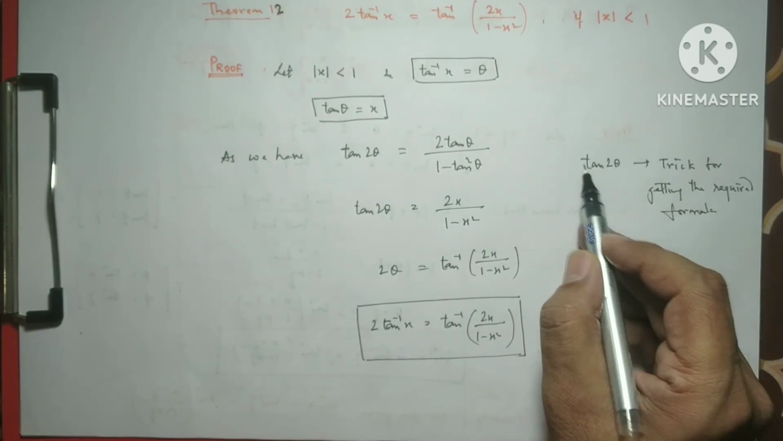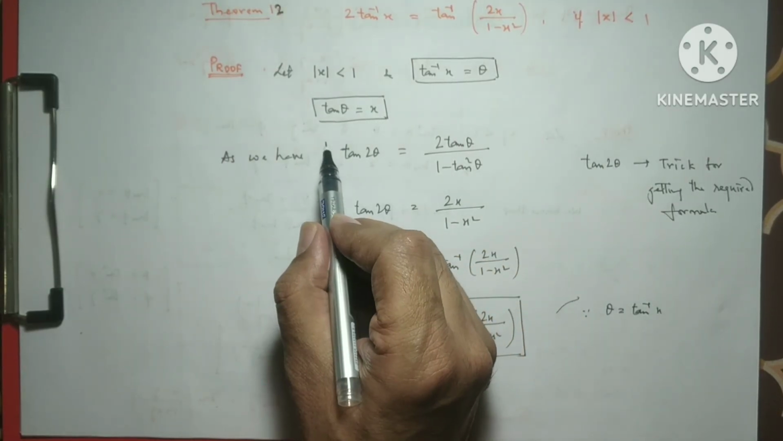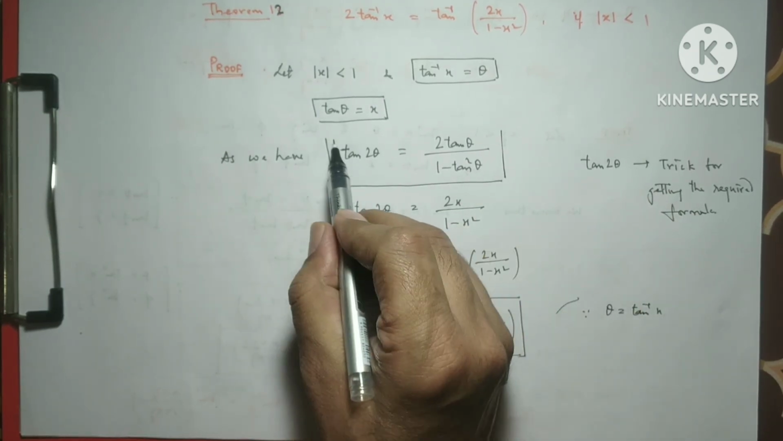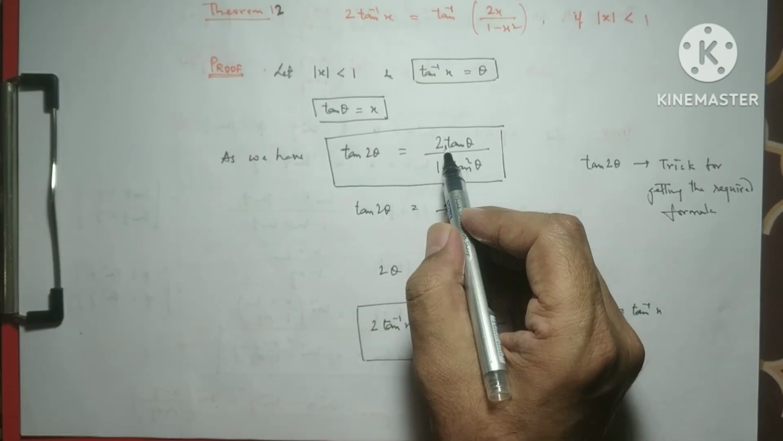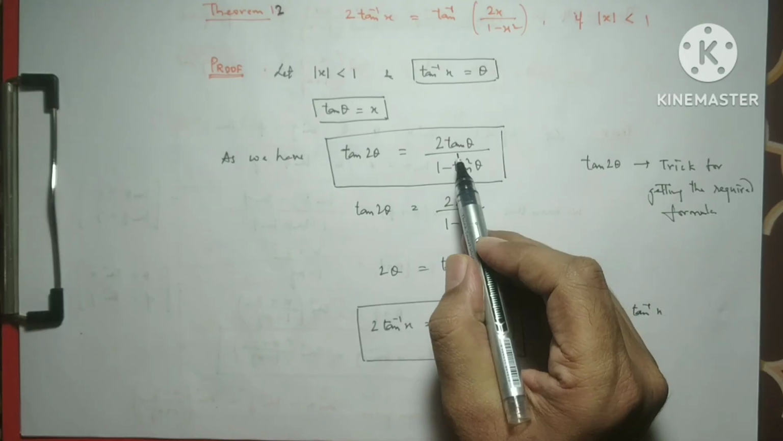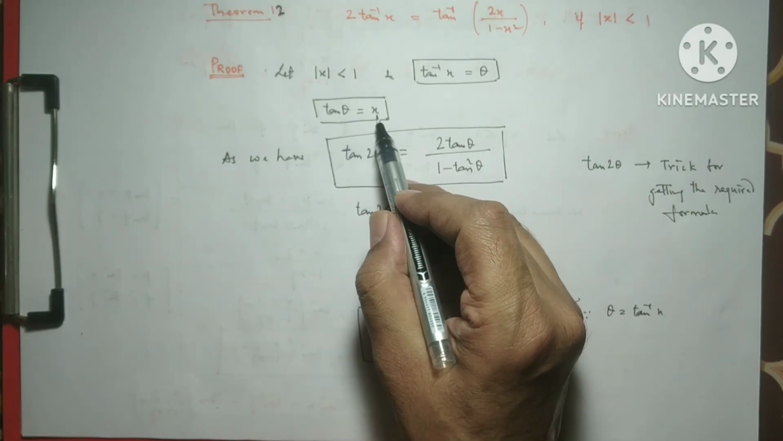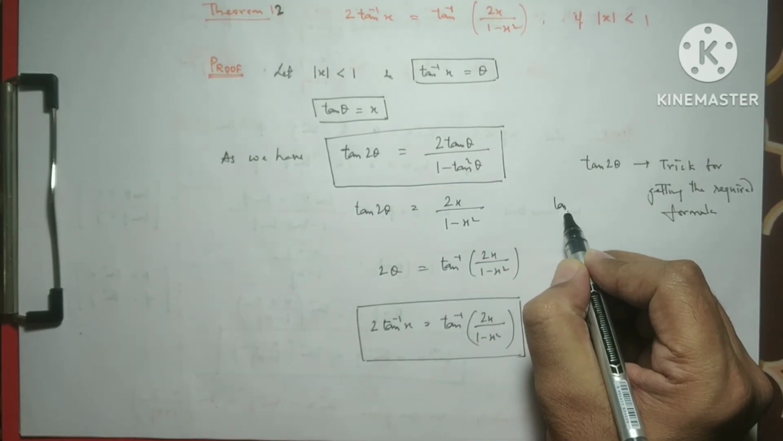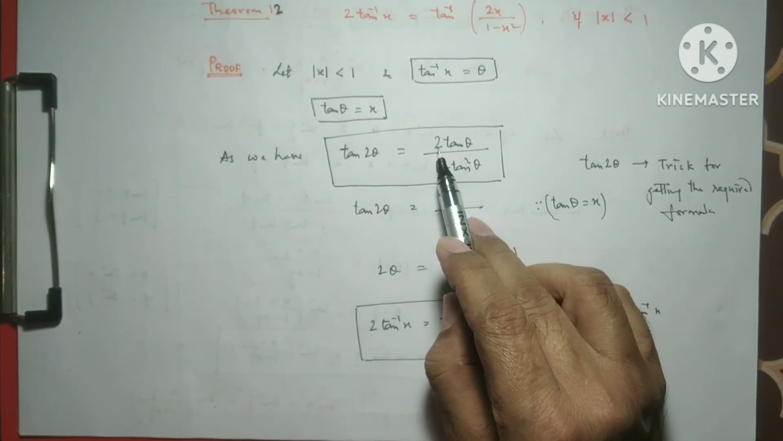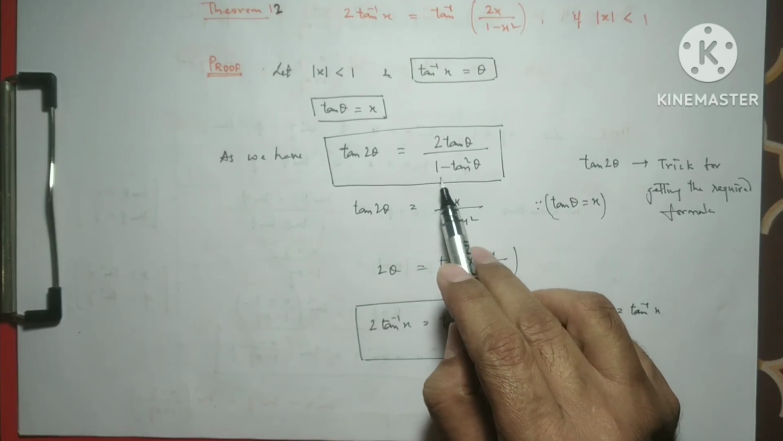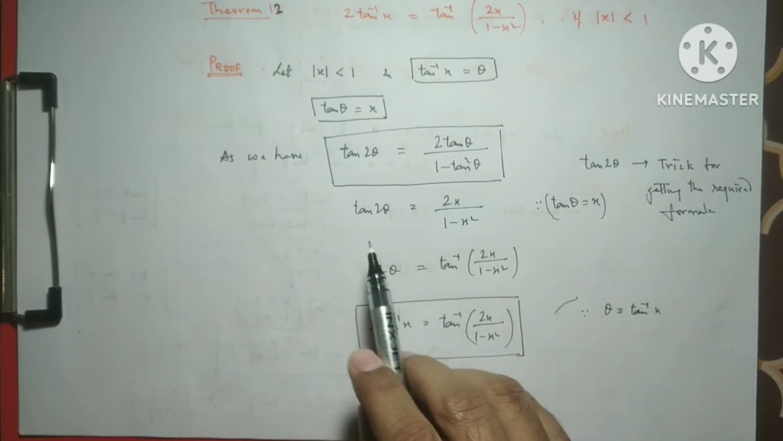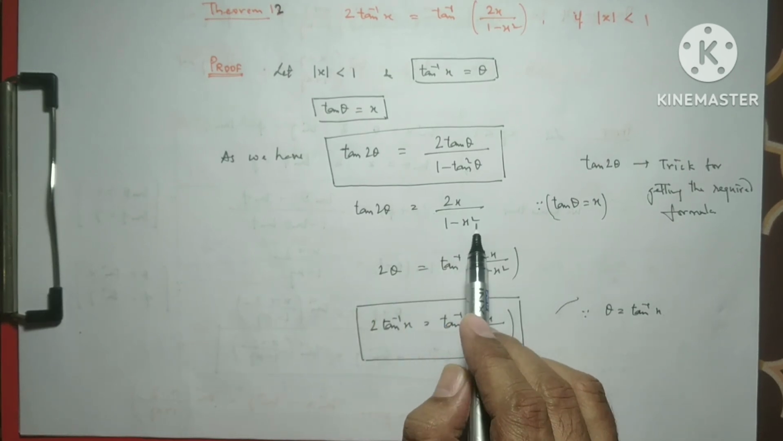Okay, now we have this tan 2 theta. The formula of tan 2 theta in trigonometry is tan 2 theta equals 2 tan theta over 1 minus tan square theta, and we have tan theta as x, so we put tan theta equals x. Now this becomes 2x over 1 minus x square. So on the right-hand side we get tan 2 theta equals 2x over 1 minus x square.